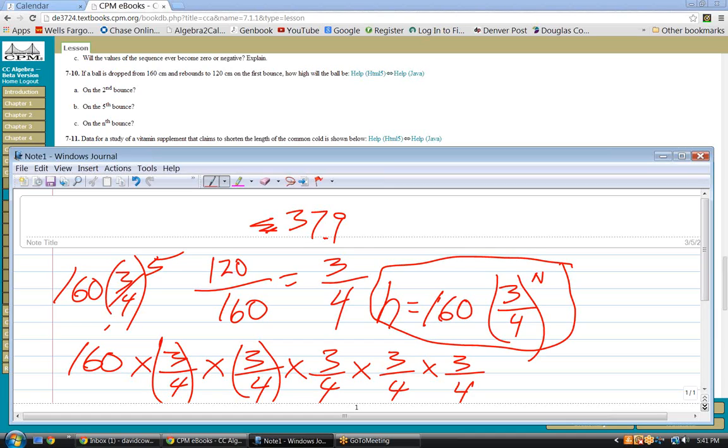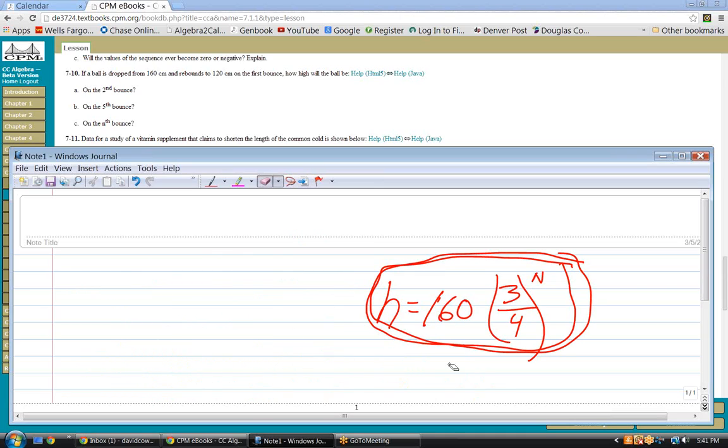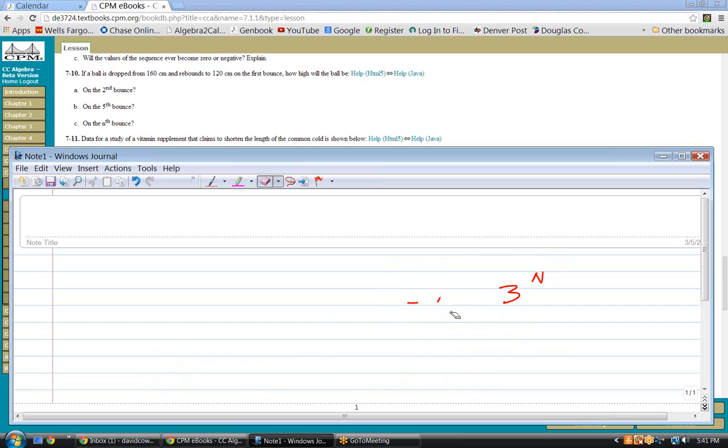Okay. And then the nth bounce is that. It's an exponential expression. That makes sense. I didn't know what to do with that one. I didn't know where to start. Let's talk about exponential expressions because they're not algebraic expressions.